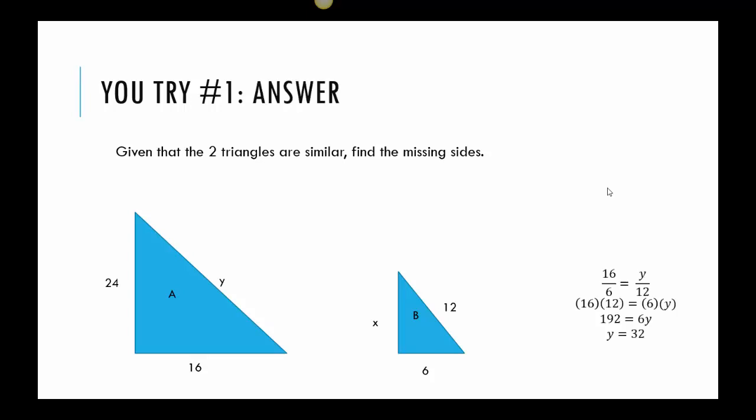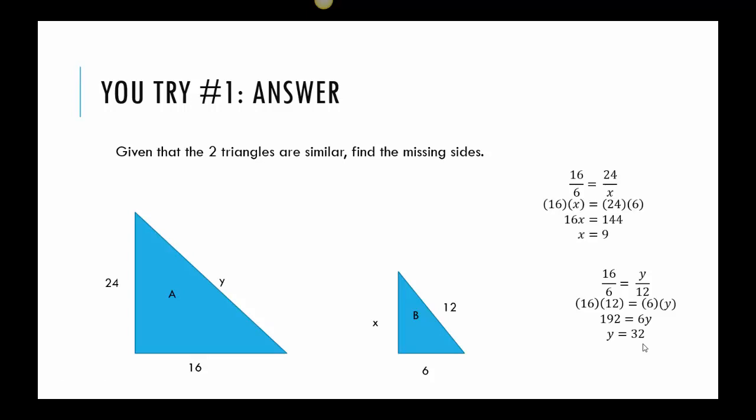Okay, so here's the work. When I looked at these, I knew the bases, 16 and 6, so that's where I wanted to start. So I compared 16 over 6 and then y over 12. I cross-multiplied, so that gave me 16 times 12, 192, and then 6y. So I could divide by 6 and get 32.